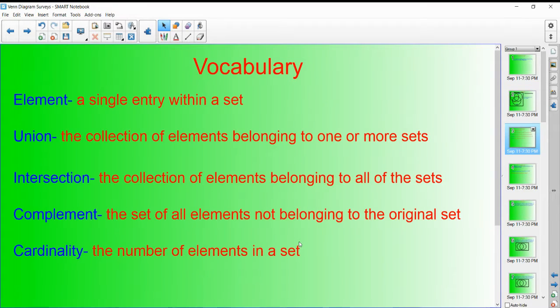Now today we got to remember that an element is a single entry. So in the warm-up, I was an element. You were an element. The union was I belonged in at least one of the sets, and the intersection is where two or more of the sets met. Now today we're going to focus on the cardinality. How do I count how many elements are in a set, or part of a set, or in a union, or in an intersection?